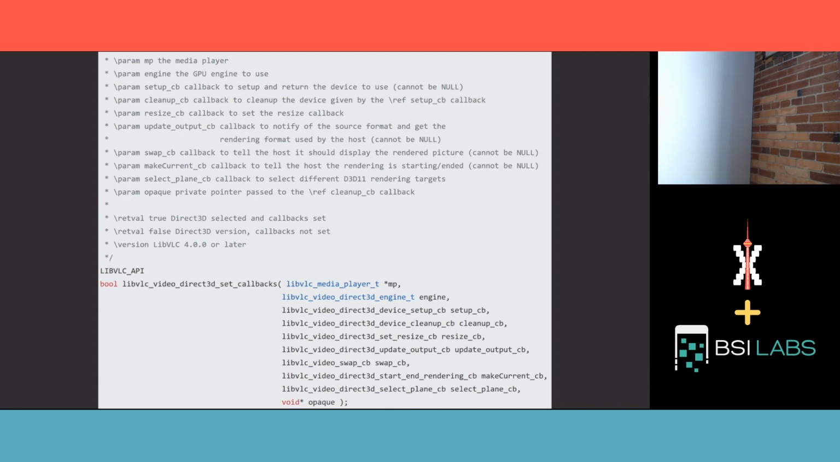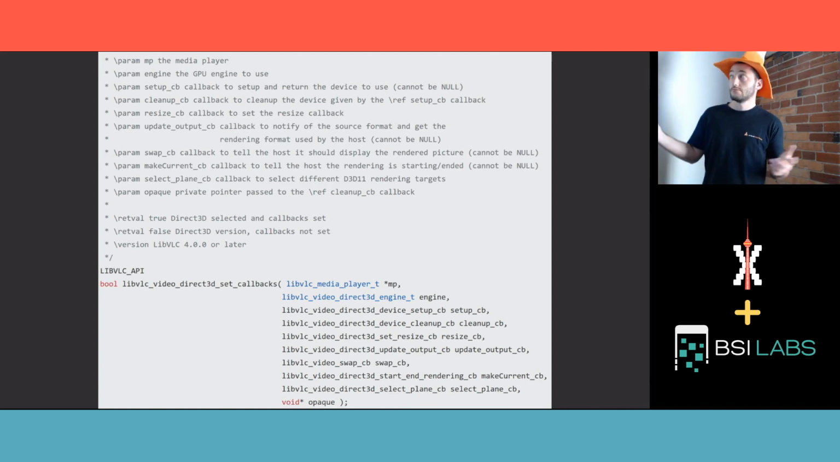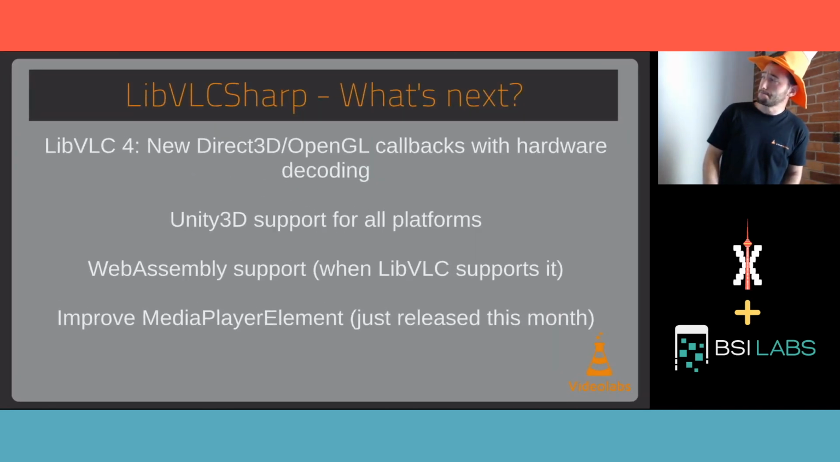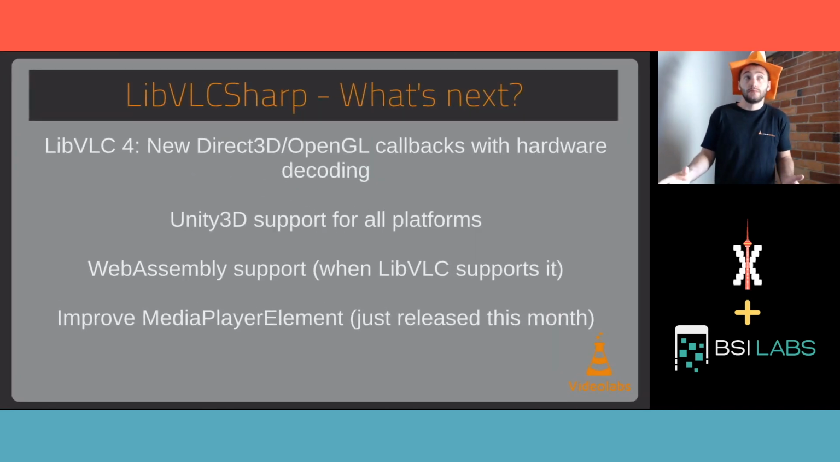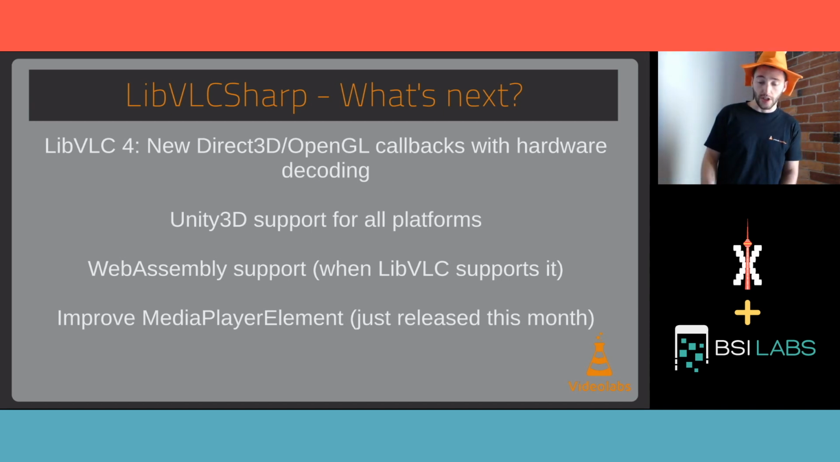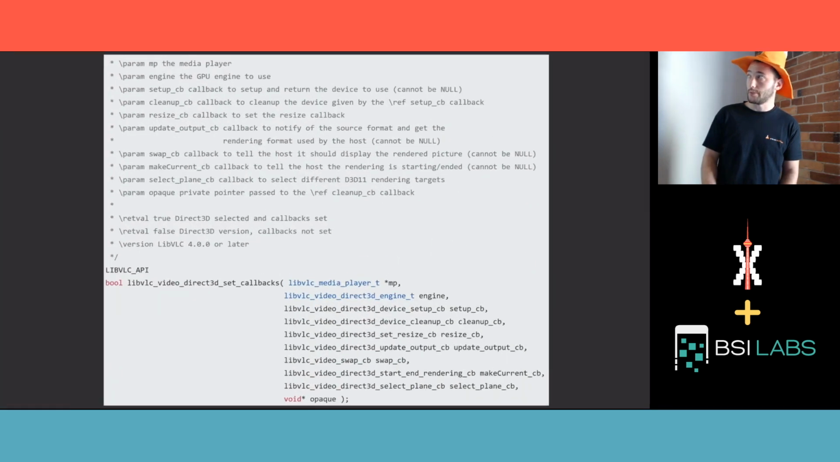And this is thanks to this LibVLC API. You can hook into the VLC rendering loop at a pretty low level, and you can have GPU decoding in your video games, for example, because you can show your video on a Unity texture. WebAssembly, whenever LibVLC works on it, because right now it doesn't. Improve the media player, the media element.